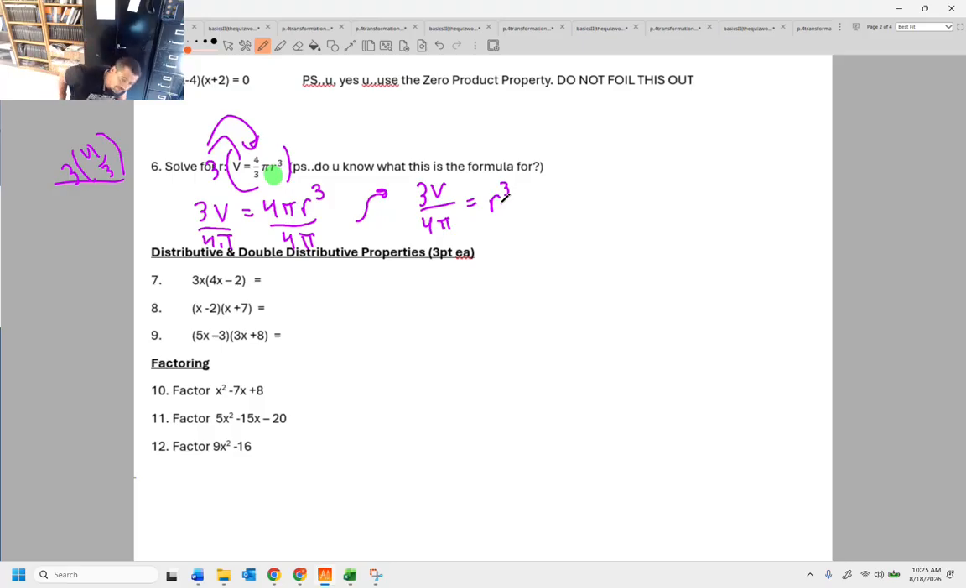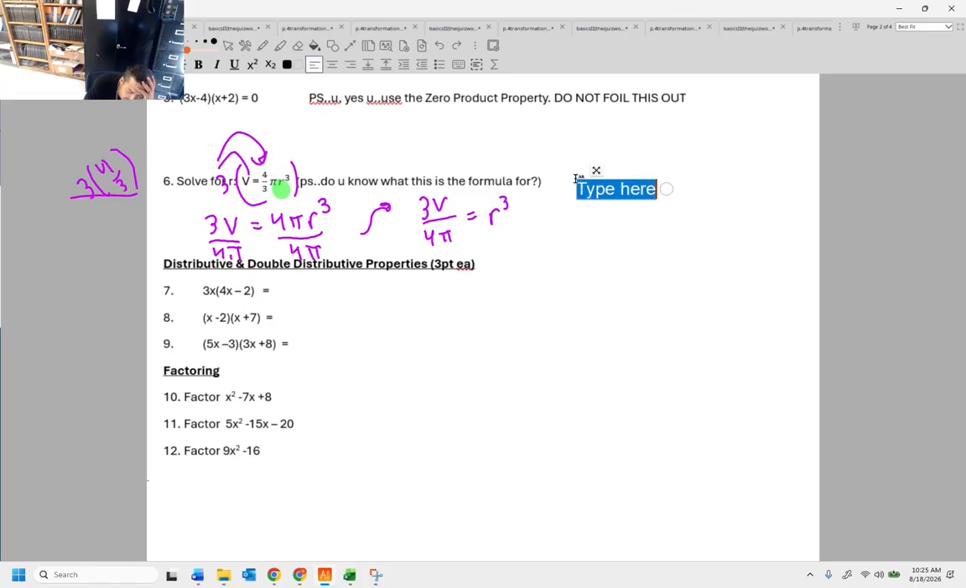Final move is to fix cubing. The opposite of cubing is to take the cubic root. And I don't know why this has turned into such a hard thing for kids in the last couple of years, but the opposite of cubing is taking the cubic root. Duh. I mean, come on, kids. It's not rocket science.